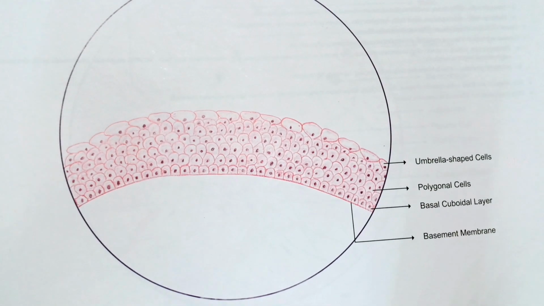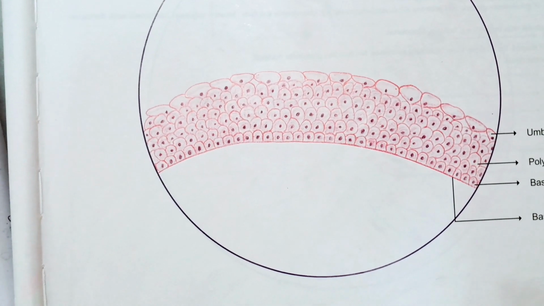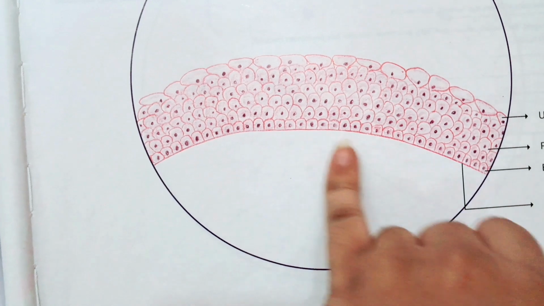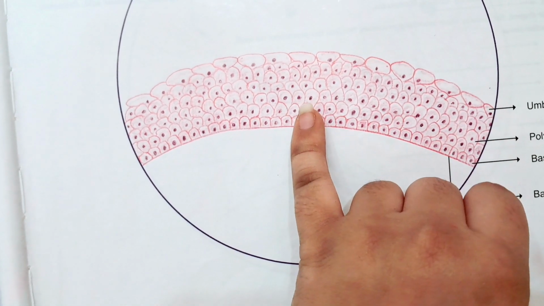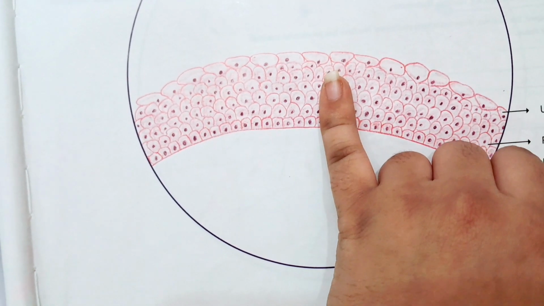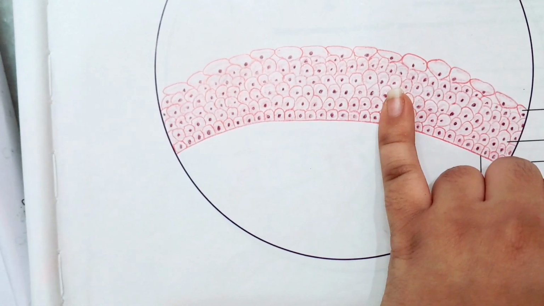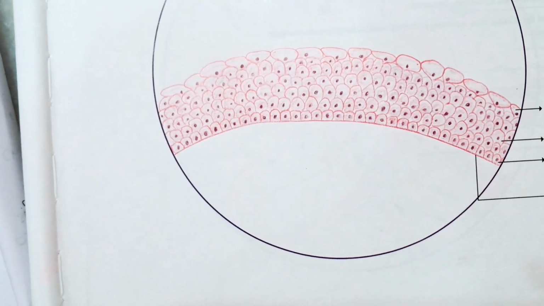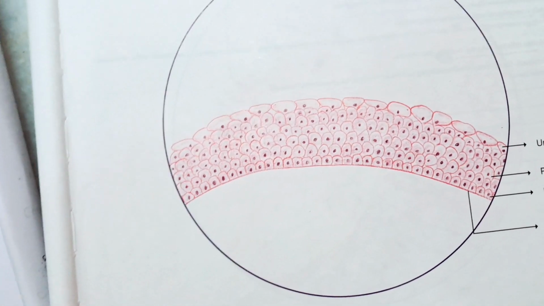Now let us see transitional epithelium. This is the transitional epithelium. It is 5 to 6 layers thick, and it consists of a basal layer of cuboidal cells, a middle layer of polygonal cells, and a superficial layer made up of large dome-shaped or umbrella-shaped cells with a single nucleus. Examples include urothelium, lining of urinary bladder, and ureter.